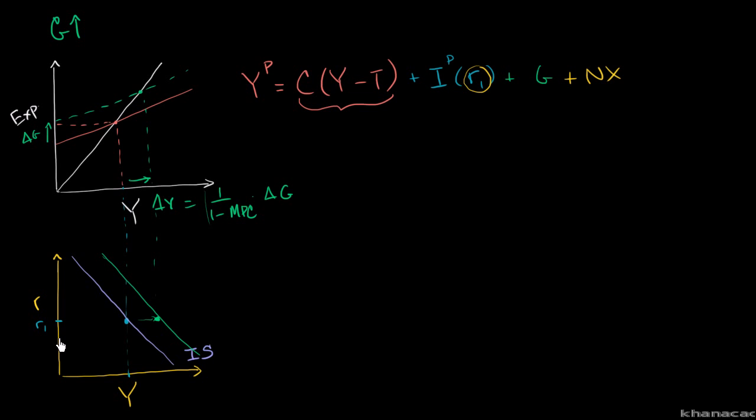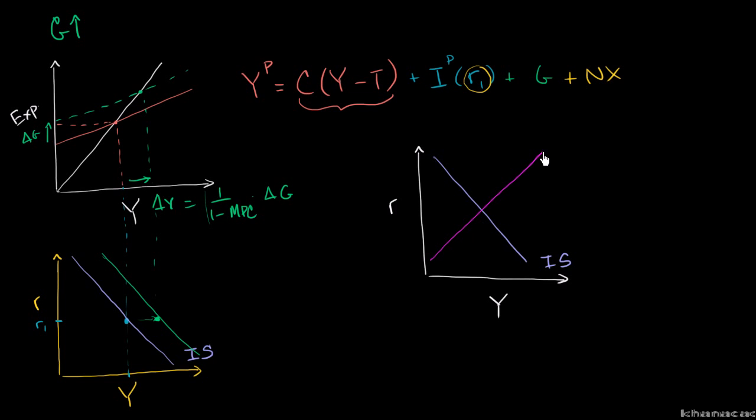So with that in our toolkit now, we can think about how a change in government spending might change our equilibrium point in our IS-LM model. And so let's do that. So once again, real interest rates here, we have aggregate income, or real GDP, and then we have our IS curve. Our IS curve looks something like that. And our LM curve, I will do it in magenta. Our LM curve might look something like that.